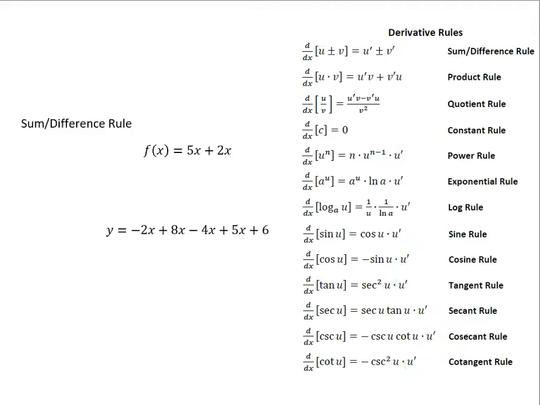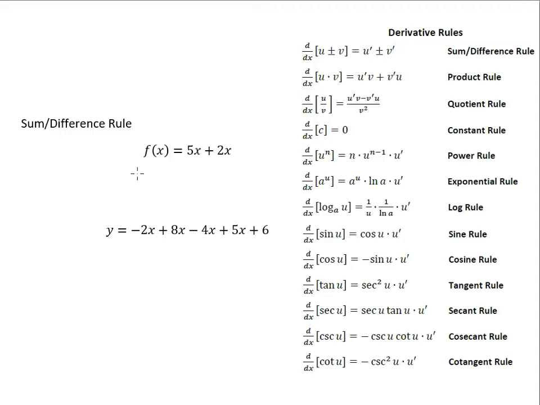All right, let's talk about the sum difference rule. We've already hit on it a little bit. This one's pretty straightforward. If I'm finding the derivative of two things being added together or two things being subtracted from each other, the sum difference rule says I can just take the derivative of each of them separately. So I can find the derivative of the first term, add it to the derivative of the second term if I'm doing addition, and minus them if I'm doing subtraction. It's really straightforward. So let's look at this one.